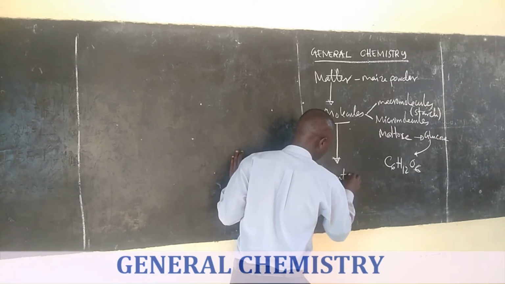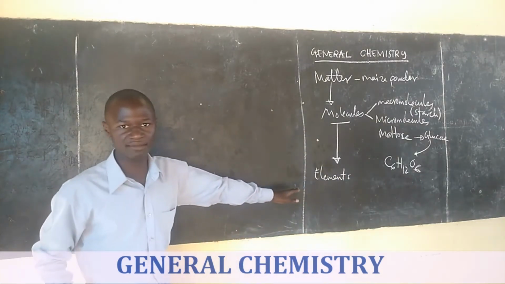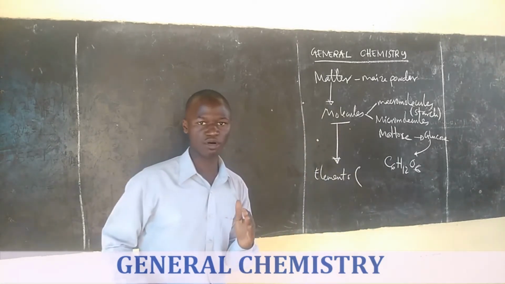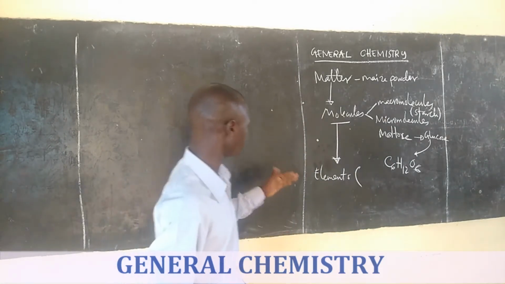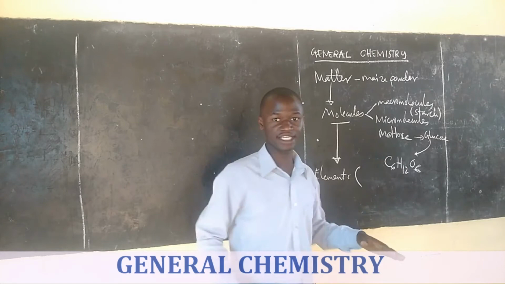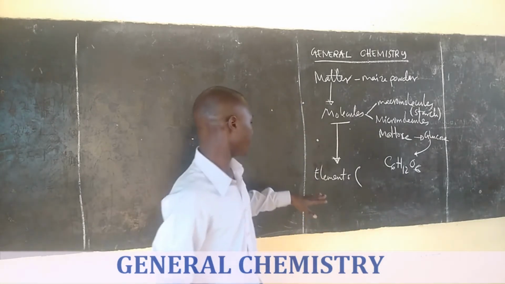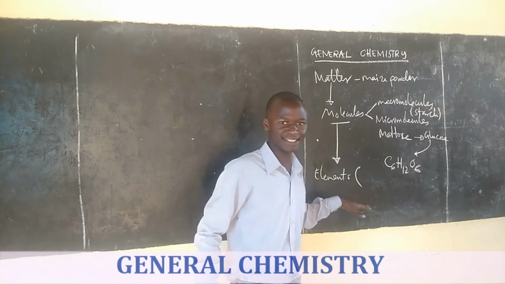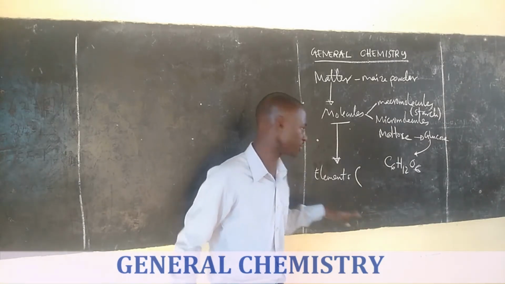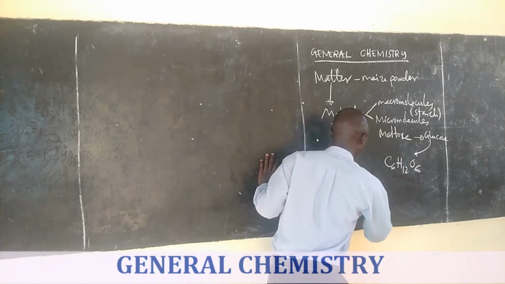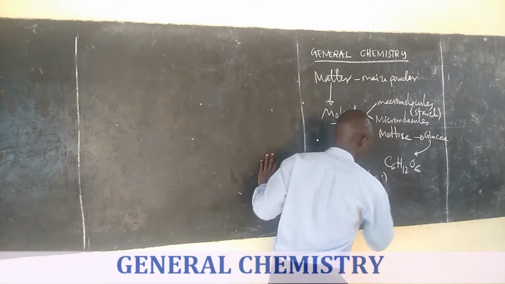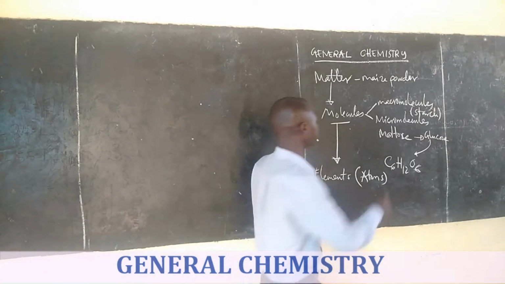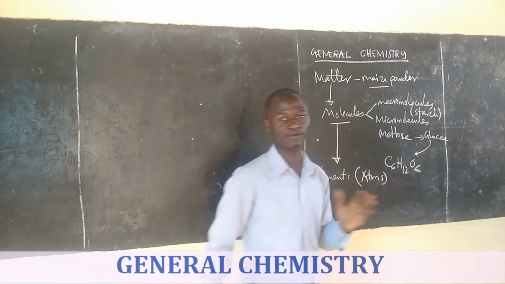We are moving to elements. These elements are made up of small, indivisible particles. Elements are indivisible, small, indivisible. But these elements are made up of the smallest particles which can take part in a chemical reaction, called atoms. So all matter... here we have given an example: maize powder is our example of matter.